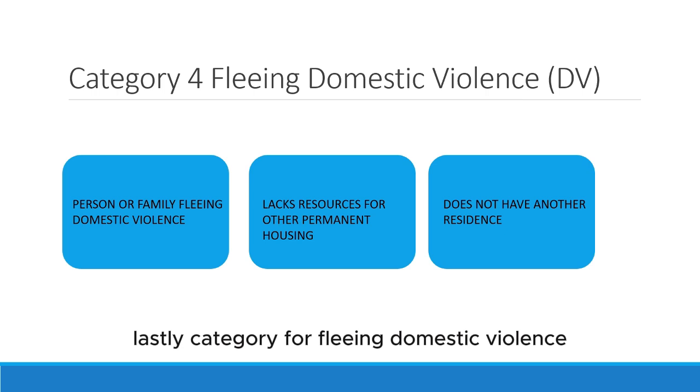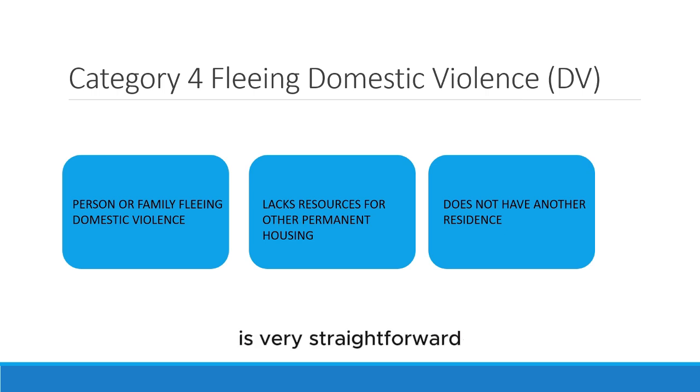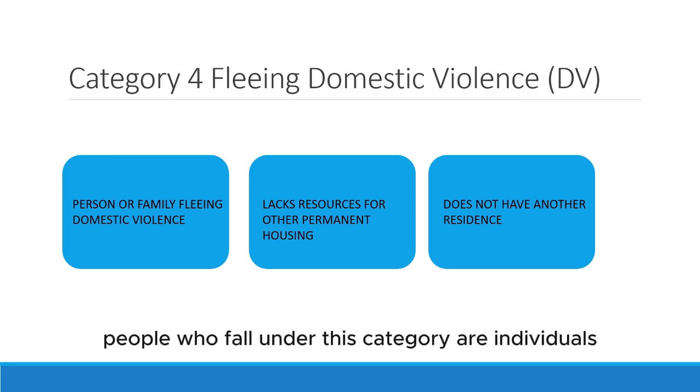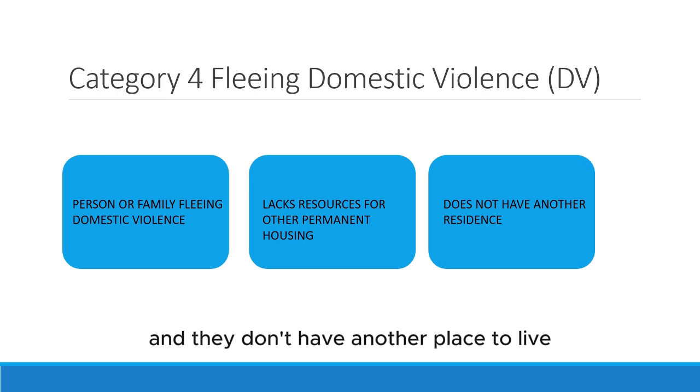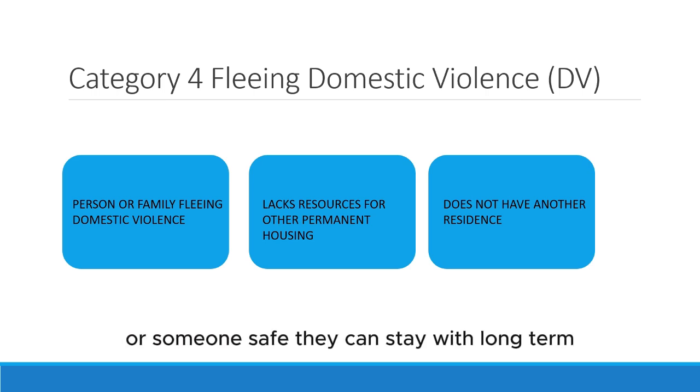Lastly, Category 4, fleeing domestic violence, is very straightforward. People who fall under this category are individuals or families that are fleeing domestic violence and they don't have another place to live or social support like family or friends or someone safe they can stay with long term.